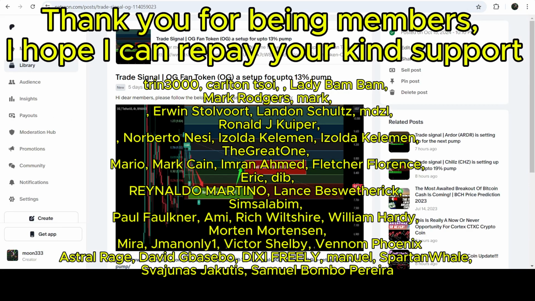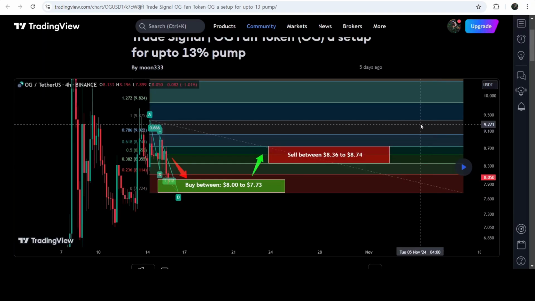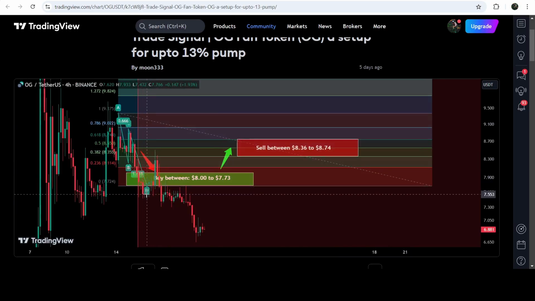And first of all, I'm going to begin with my most recent trade signal for OG Fan Token that I shared 5 days ago with my members. And that is a harmonic bullish reversal AB equal to CD move that OG Fan Token formed on a 4-hour time frame chart with US dollar pair. And if I play this chart, then you can see that the price line moved slightly down than this potential reversal zone. However, it recovered back very soon and reached the sell target zone here. And this was almost 10% pump.